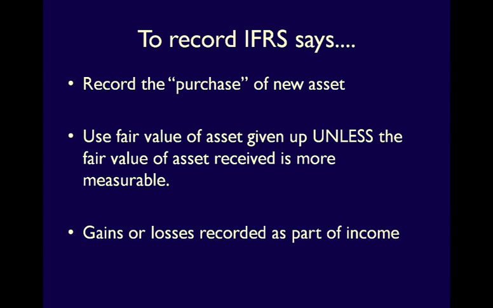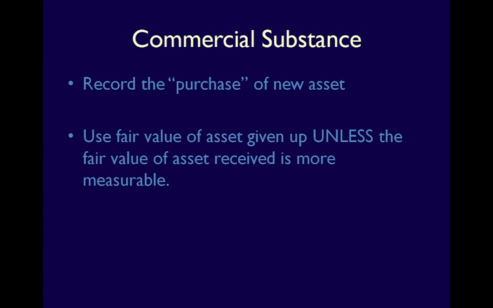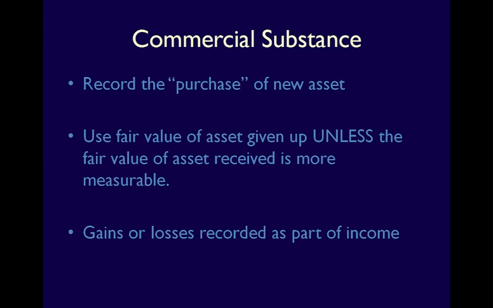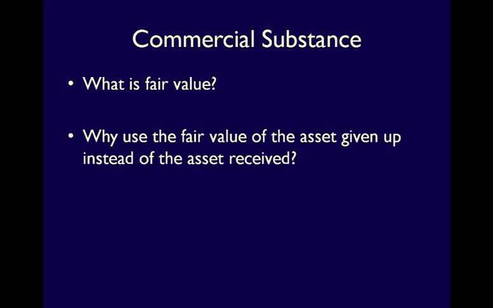I'm going to repeat that process again, just to be sure you got it. If an exchange of assets has commercial substance, you record the new asset at the fair value of the asset given up, unless the fair value of the asset received is more determinable, and the gain or loss on the exchange must be recognized on the income statement immediately. Two concepts are embedded in this process which we have to clarify. 1. What is fair value? And 2. Why use the fair value of the asset given up?